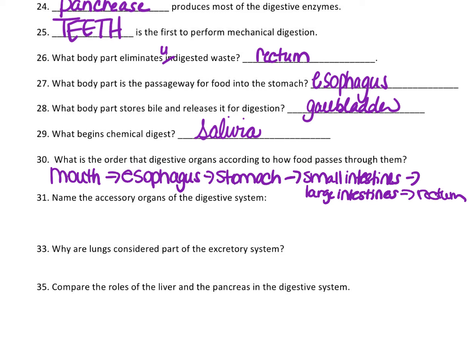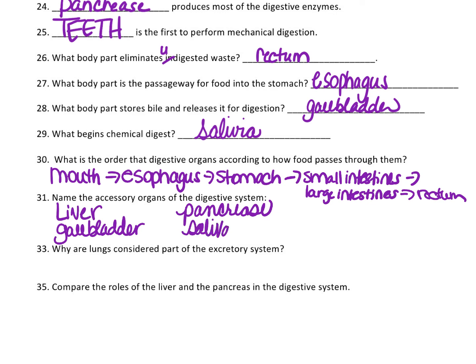Name the accessory organs of the digestive system. What are your accessory organs? We talked about those earlier in the chapter, like your liver, gallbladder, pancreas. Another one is the salivary glands. Personally, I think those are pretty important. I missed a couple of them. All right, so there we go. We got four of them.